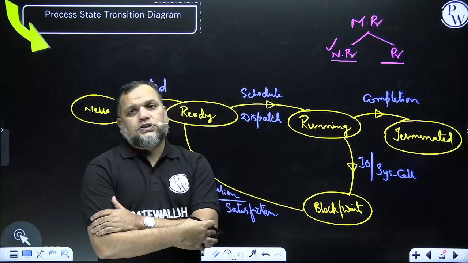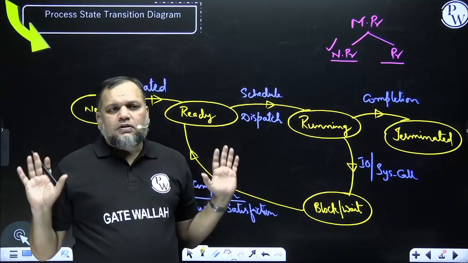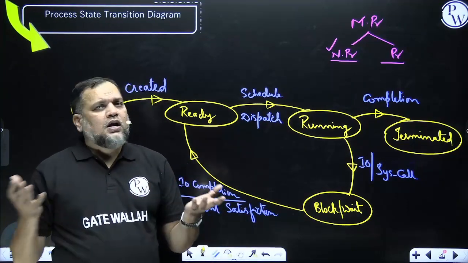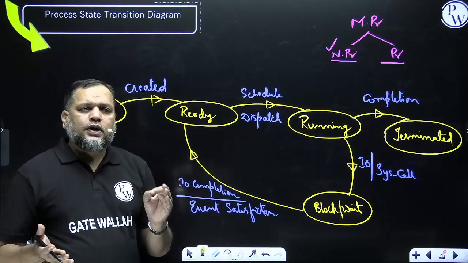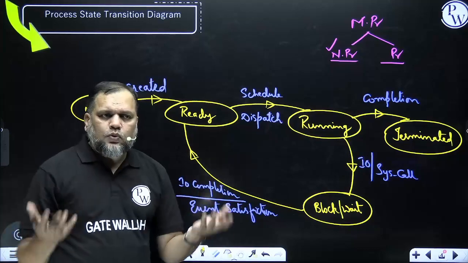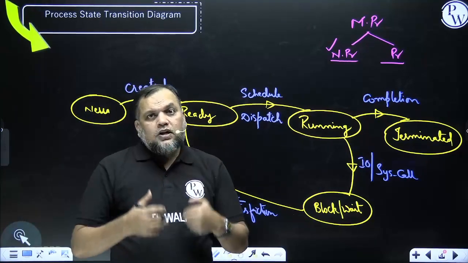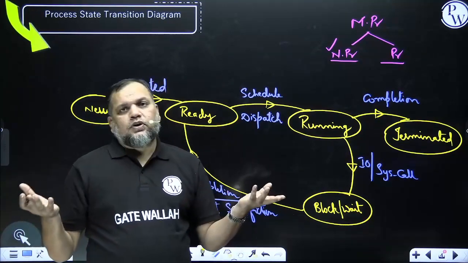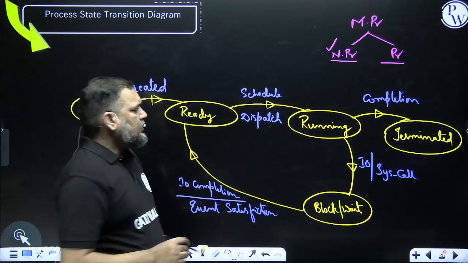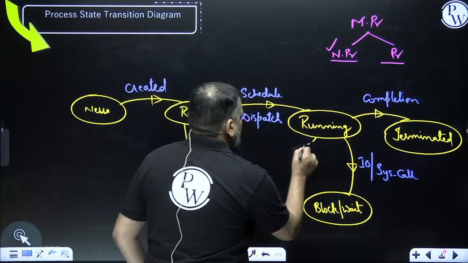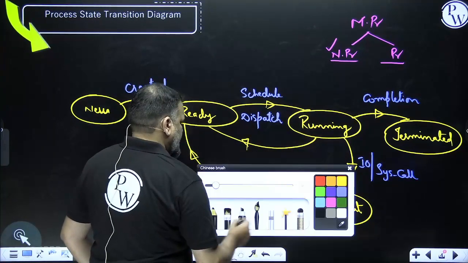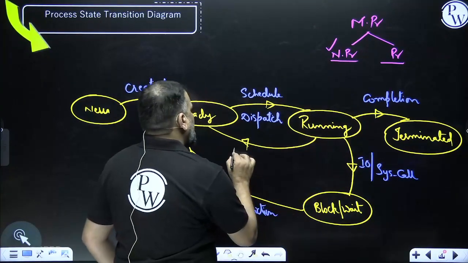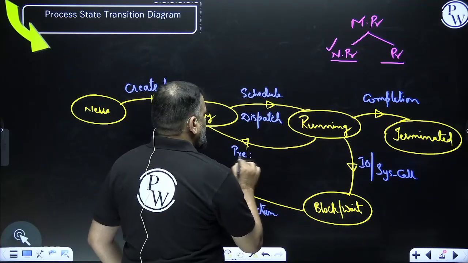Why? Because the process is saying that I have not completed. The process is saying that I don't need any IO. There is no voluntary condition. The process is saying that I wanted to continue my execution, but you are telling me to leave the CPU, so I'm ready to run again. Therefore, when it gets preempted, the process will come back to ready state. This event, I will call it preemption.